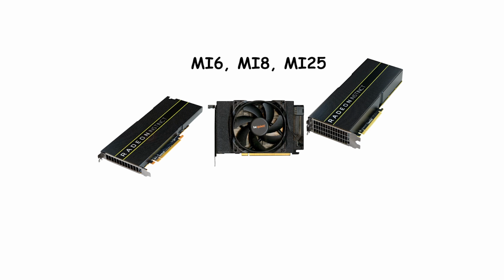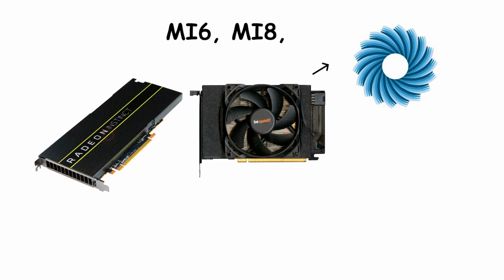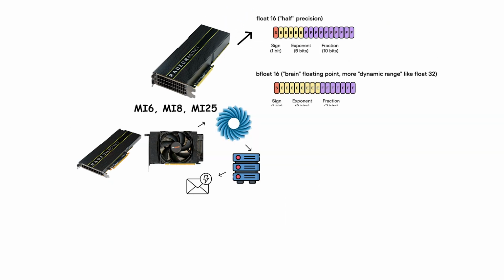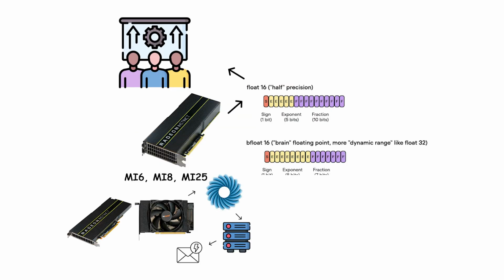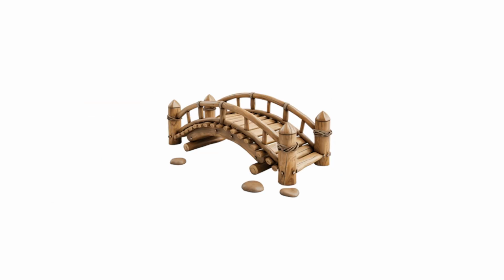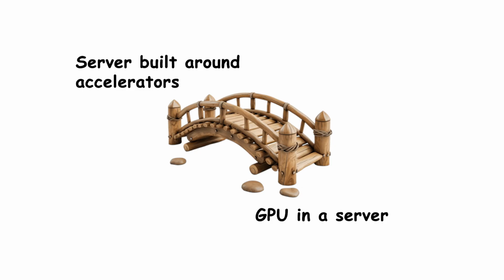Design lesson from this trio: MI6 and MI8 were transitional accelerators that established server form factors and power envelopes, while MI25 delivered the first meaningful half-precision speedup, higher capacity with second-generation high-bandwidth memory, and the thermal headroom to matter in racks. This is the practical bridge from a GPU in a server to a server built around accelerators.